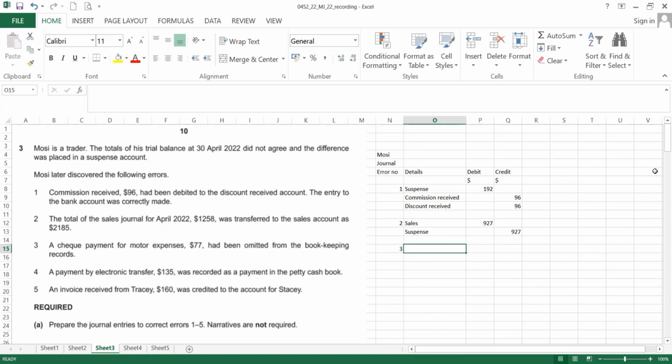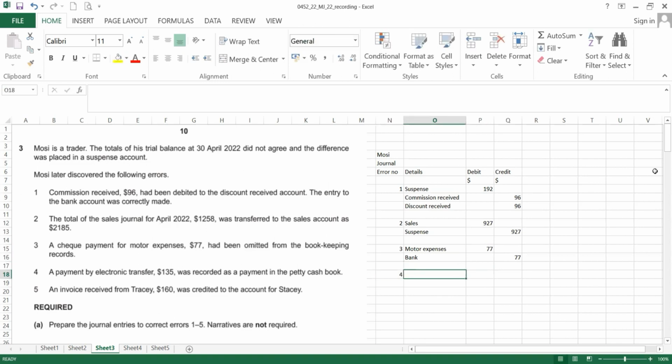Number 3, a cheque payment for motor expenses, 77, has been omitted from the bookkeeping record. That means totally this is an omission. So motor expenses, we paid using the cheque. So credit bank 77, debit motor expenses 77.